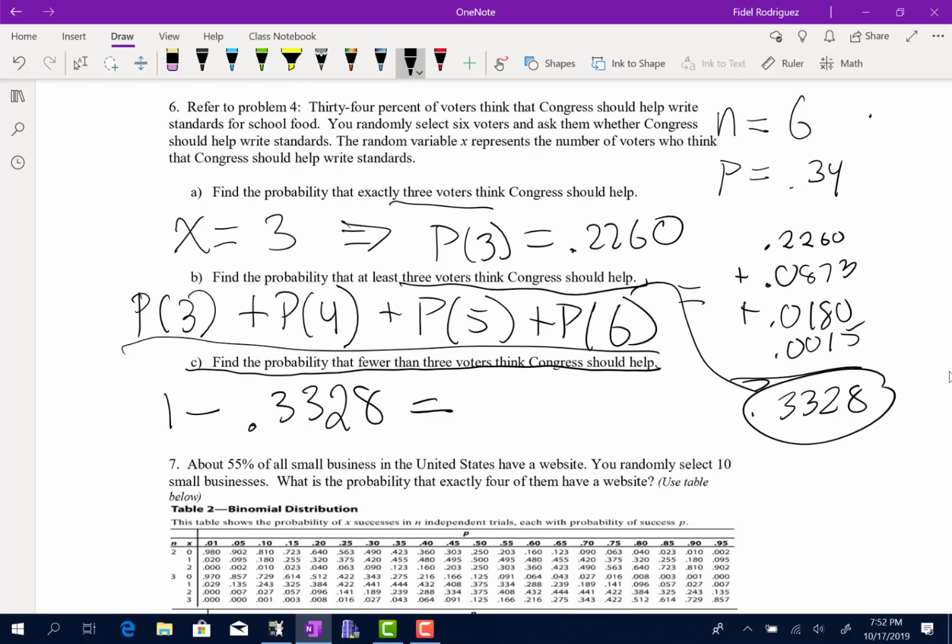So we take 1 minus 0.3328. Are you coming up with 0.6672? There you go. And that right there saves me a little bit of time in the sense that I don't have to go through the Binompdf as many times anymore, right? Okay.